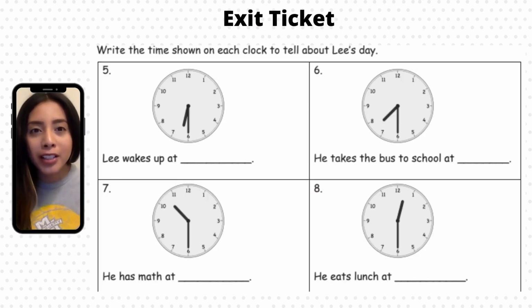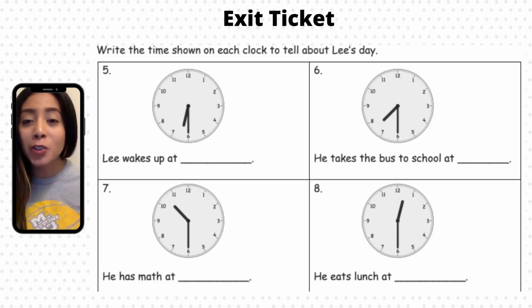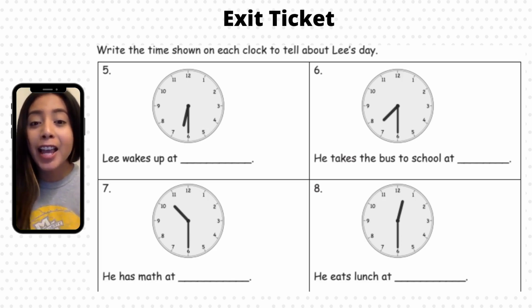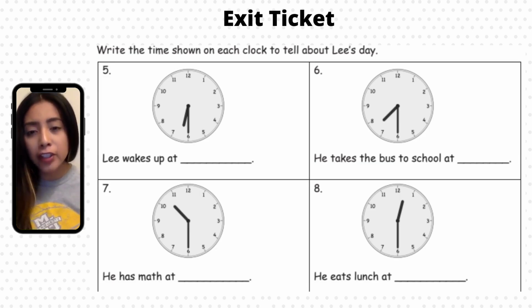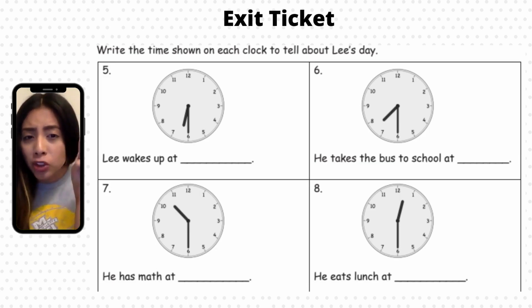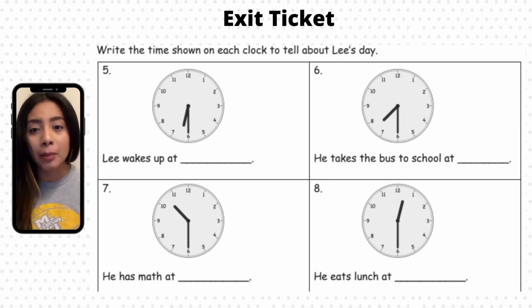Okay, we just practiced with some problems. Let's see if we can do this exit ticket and figure out what time Lee does all the things that he does throughout the day. So Lee, in number 5, says Lee wakes up at... I want you to definitely write your answer down and figure out what time it is showing us that Lee wakes up. Remember to look really carefully at where that minute hand is pointing.